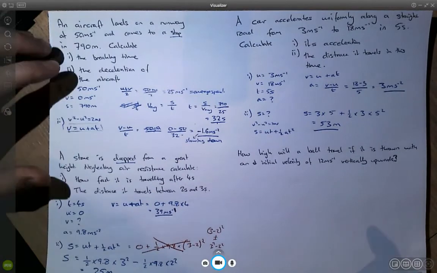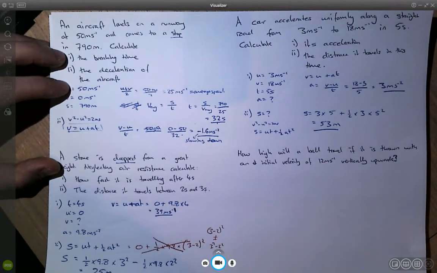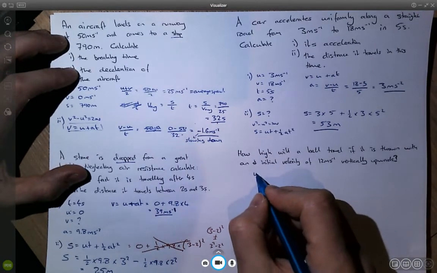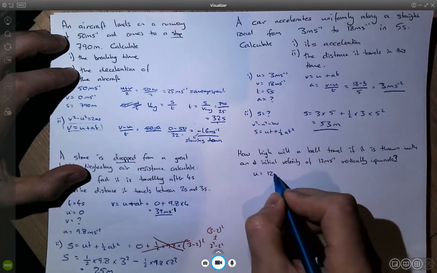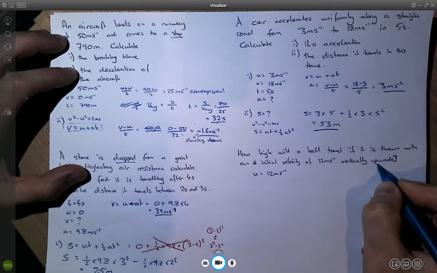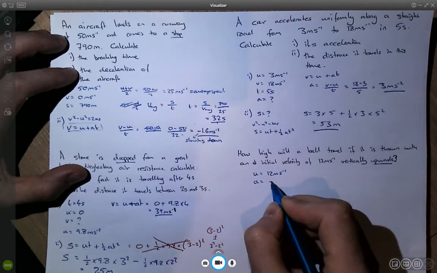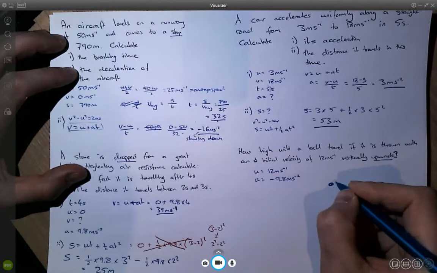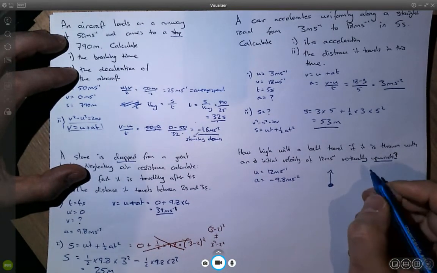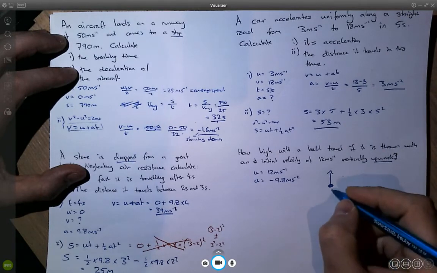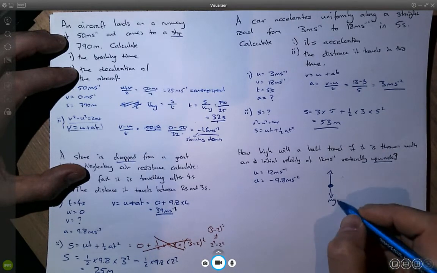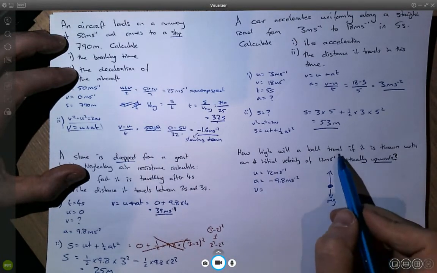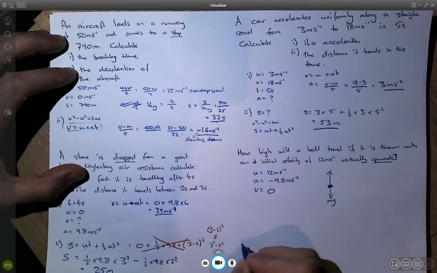Question 4 is here. Pause the video now and try this question. So again, let's list our variables. Our initial velocity is 12 meters per second upwards. Our deceleration is minus 9.8 meters per second squared, because we have our stone or our ball traveling upwards, and gravity is of course acting this way to slow it down. Our velocity, well, if we're trying to find its maximum height, then its velocity at the top will be 0.